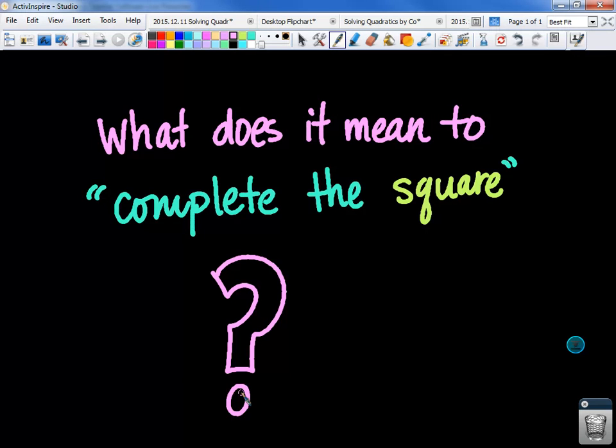What does it mean to complete the square? Well, if I have an expression such as x squared plus 10x, this is not a perfect square. I can factor something out of it though, because both addends have a factor of x.